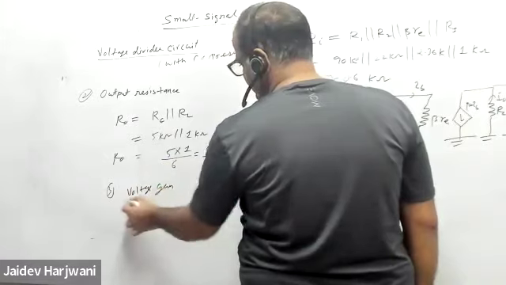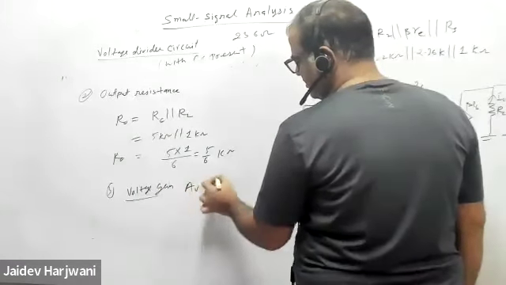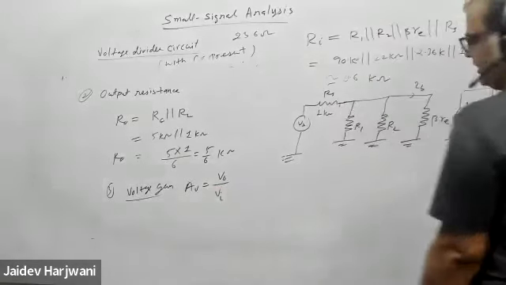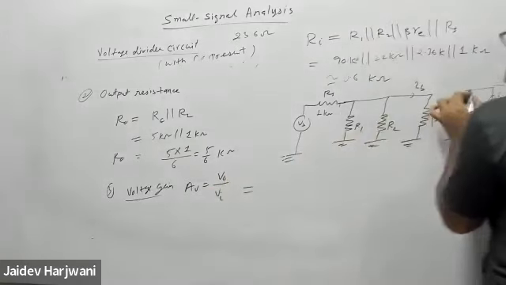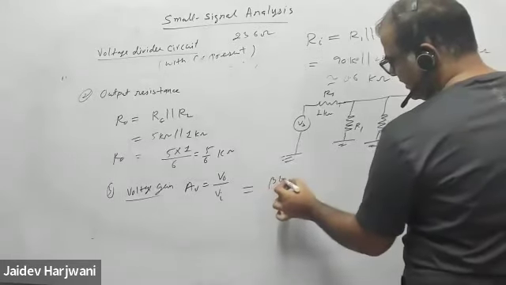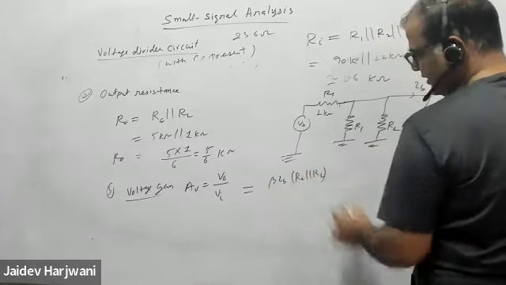Now tell me what is voltage gain. Voltage gain is AV, V naught upon V input. And we know what is the formula yesterday we have seen. V output is what? This beta IB into equivalent of this one. Beta IB on RC parallel RL current.